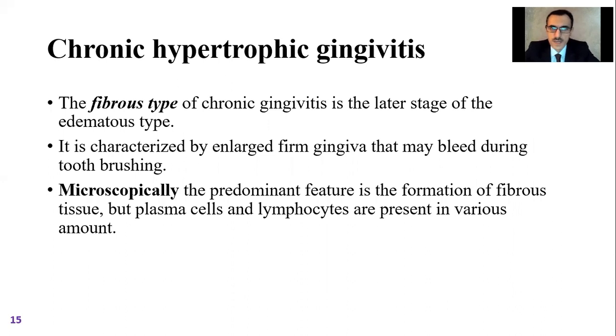The fibrous type of chronic gingivitis is a later stage of the edematous type that is characterized by enlarged, firm gingiva that may bleed during tooth brushing. Microscopically, the prominent feature is the formation of fibrous tissue, but also plasma cells and lymphocytes are present in various amounts.